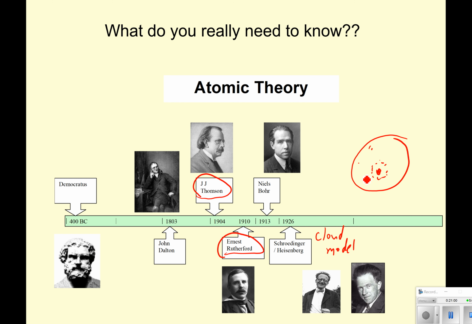This is probably not going to be the best drawing, and there's a good one in your notes at the end of your note packet that shows the cloud model with a density greater around the nucleus, indicating a higher probability of finding an electron there, and a less dense cloud towards the edge of the atom, indicating a smaller probability of finding an electron.